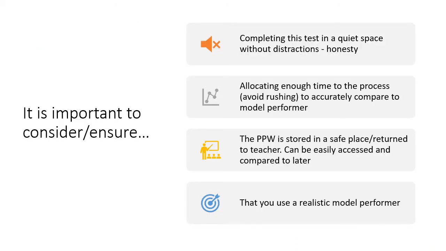So on the right hand side here are all the things you need to consider for the performance profile wheel. This is what you need to remember when you come to analysing the performance profile wheel. So you need to complete this test in a quiet space without distractions. You need to allocate enough time to the process, helping you avoid rushing it and making sure you're accurately comparing to your model performer. The performance profile wheel is stored in a safe place or returned to your teacher. This means it can be easily accessed and compared to at a later stage. You need to make sure you're using a realistic model performer so that you're not going to score too low if you use a model performer at too high a level.